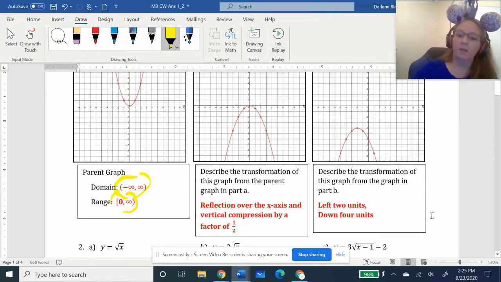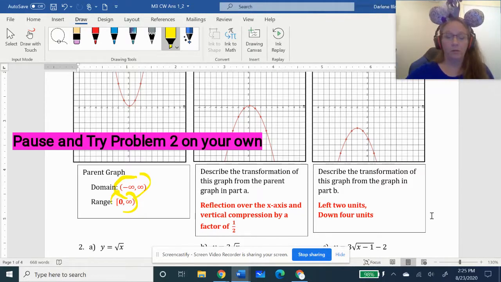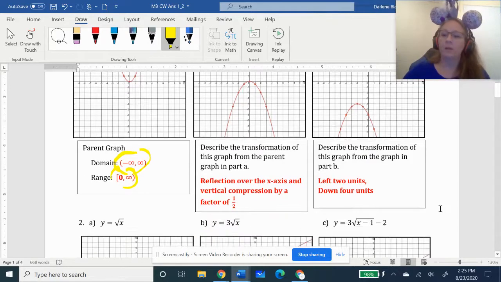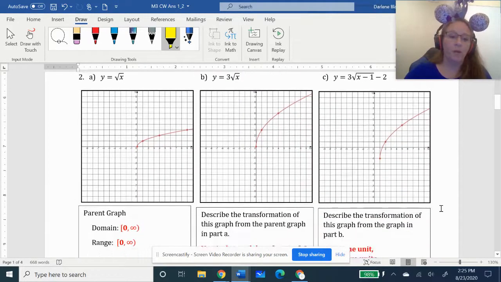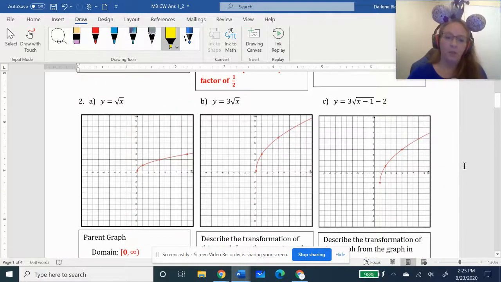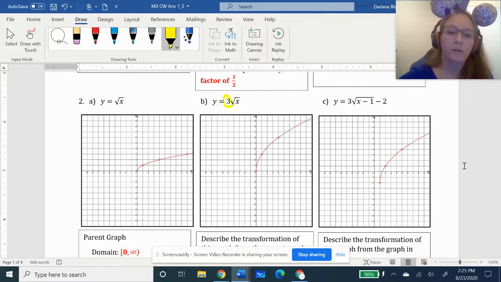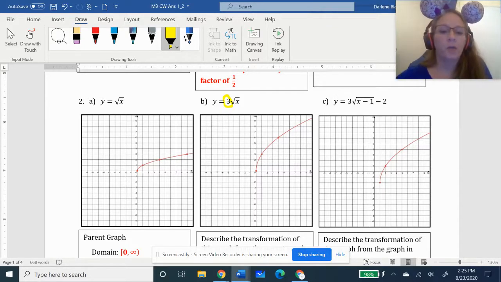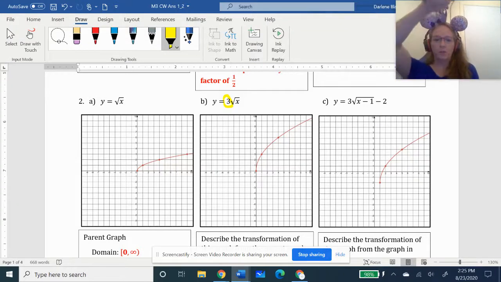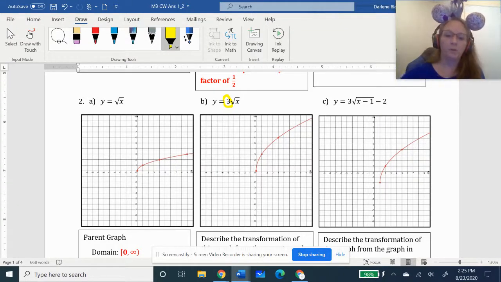Now, if you have not yet done number 2, pause the video and do it. I'm assuming you have already tried number 2 on your own. We have the square root graph, domain and range. Then for part B, we are multiplying by 3. So multiplication outside the function, vertically stretching it by a multiple of 3. So what was y value 1, y value 2, these are now y values 1 times 3, 2 times 3, but still with the same x.